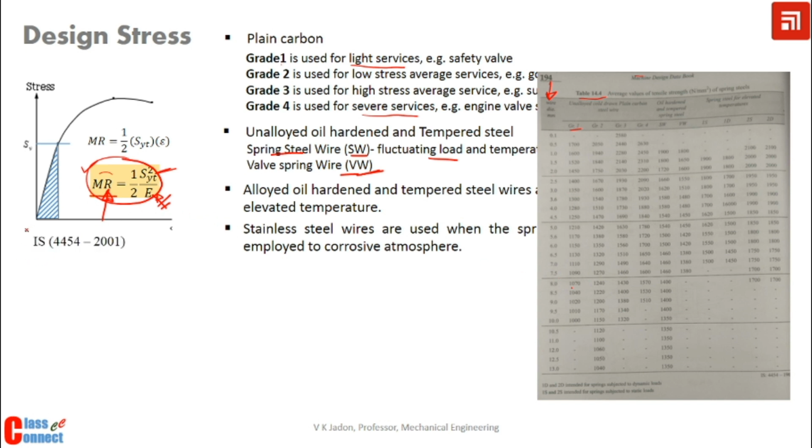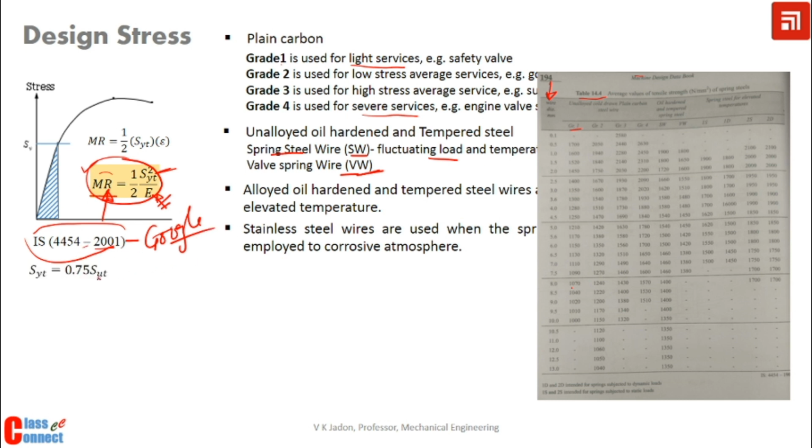Now everything is given in this IS standard, that is IS 4454 (Part 1). You can Google it. It is in 3 parts, and that is available or suggested by the Bureau of Indian Standards, BIS, and this is the number.